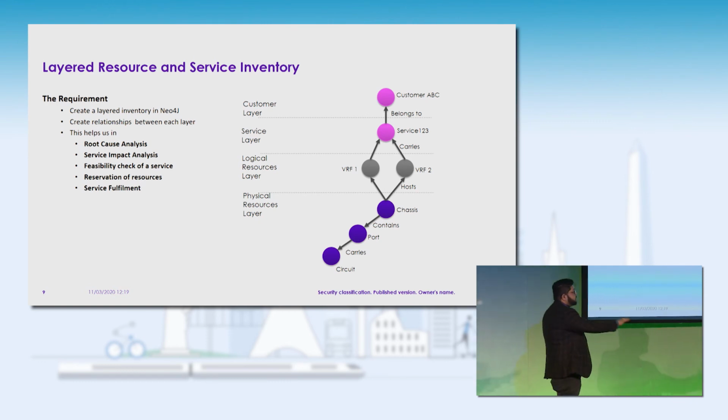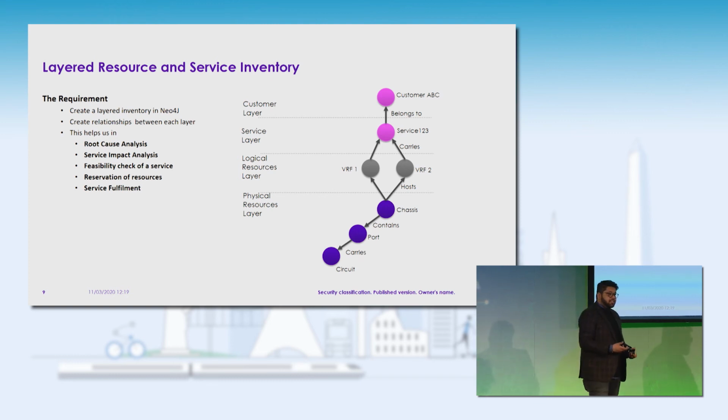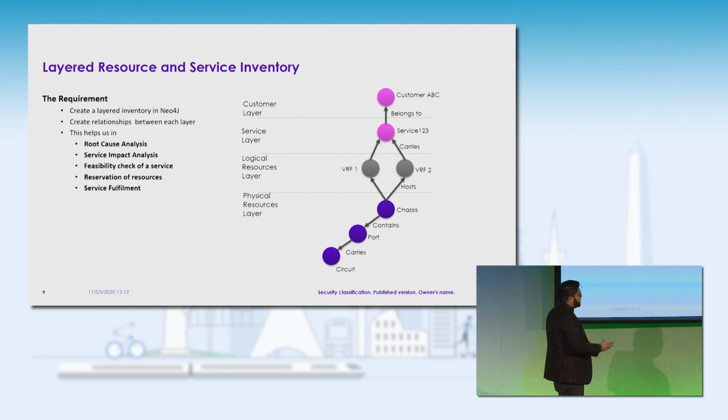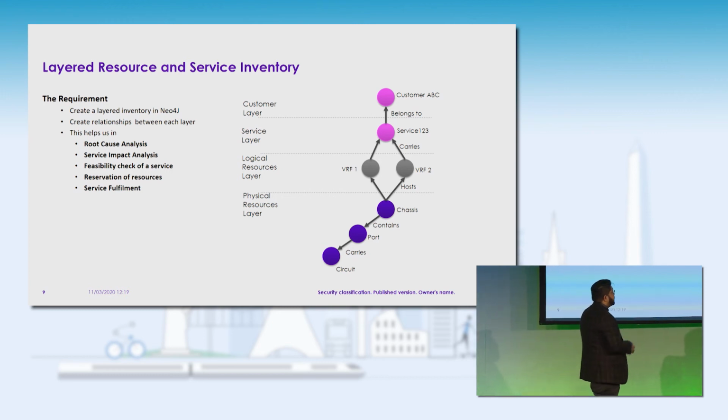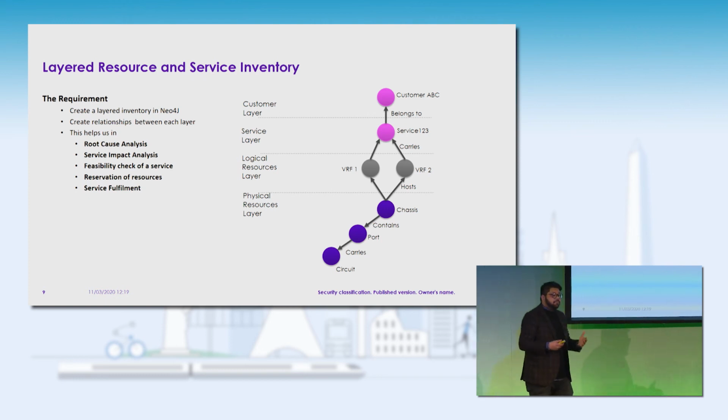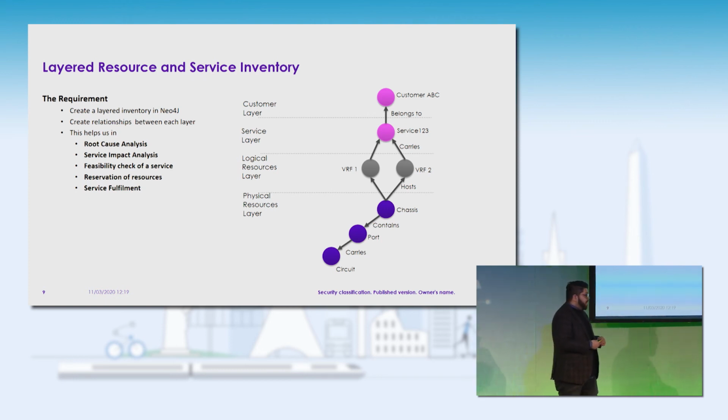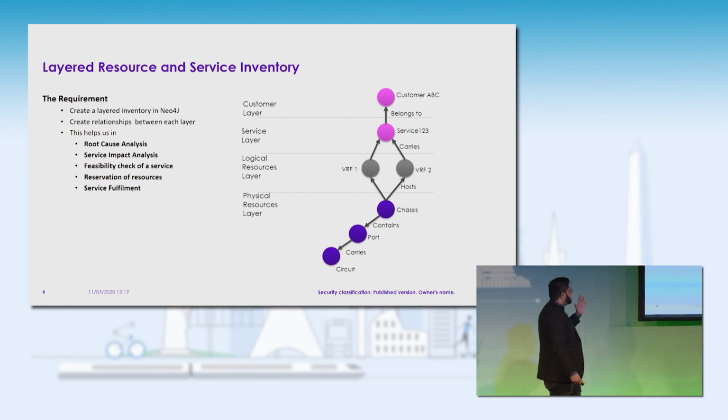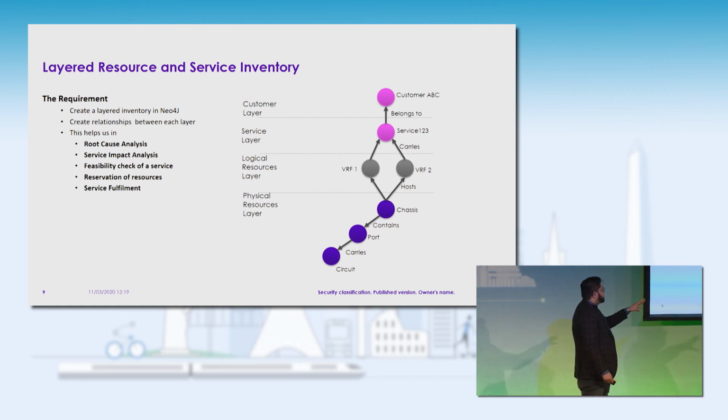We had a logical resources layer, which are the logical resources we built on top of these physical resources, for example, VRFs. We had the services layer that says which logical and physical resources are linked to a particular service. And we had the customer layer, which said this service belongs to a specific customer. We did that to facilitate root cause analysis, service impact analysis, feasibility check for services, reservation of resources, and obviously for service fulfillment.